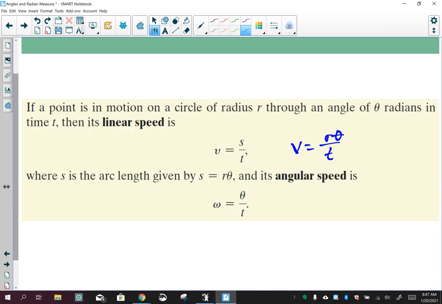And s is the arc length, given by the formula we did already. Its angular speed is theta over time. So angular speed is whatever your theta is divided by time. You leave out the length of the radius, because we only want to focus on the angle itself. That's why it's called angular speed. Linear speed, obviously, you have to have the linear because you're talking about the length of the arc, so you need something there that can be measured.